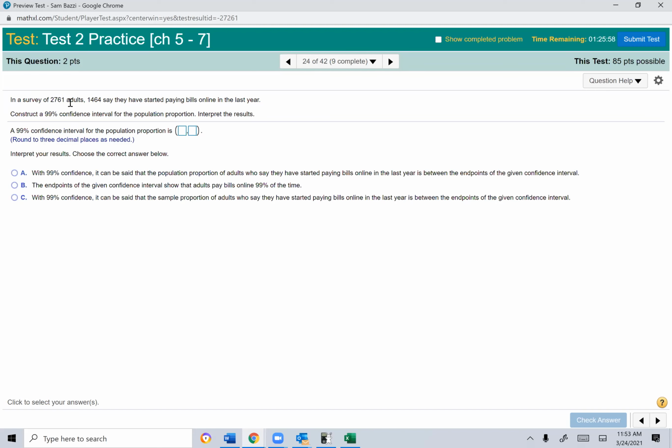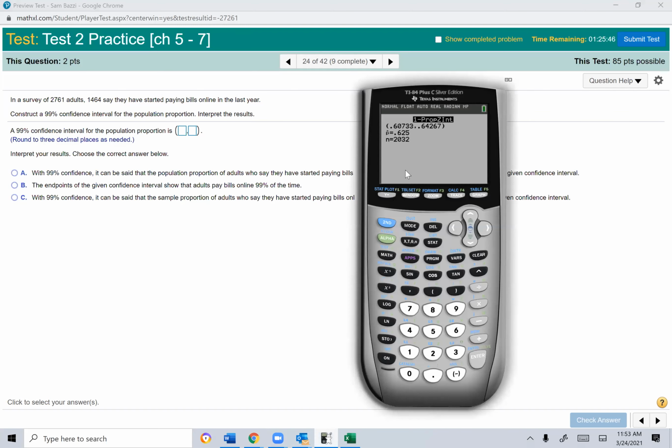In a survey of 2,761 adults, 1464 say that they have started paying bills online last year. Find a 99% confidence interval. That should be a very easy question, guys. So again, you go to stat. Don't pick the z-test, it's z-interval. So proportion interval, not the proportion z-test. Interval. Right here, letter A.